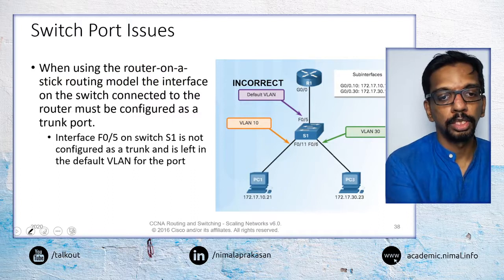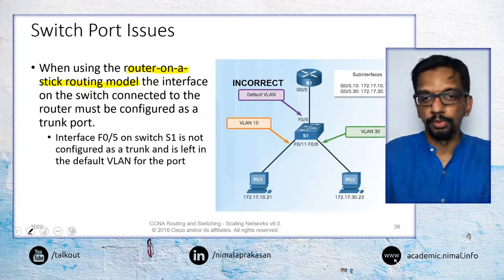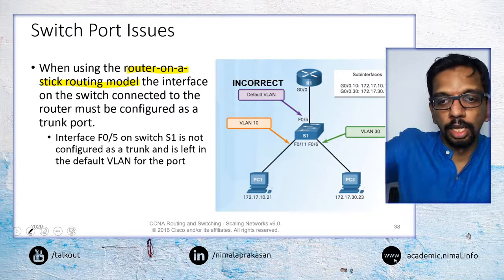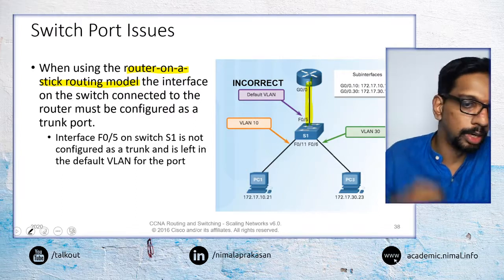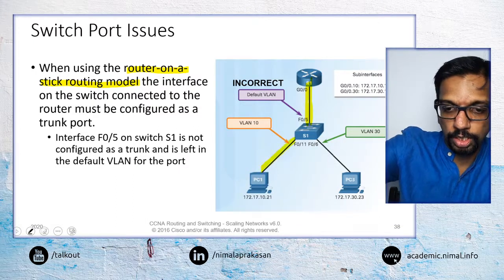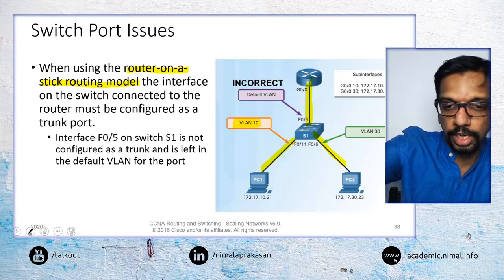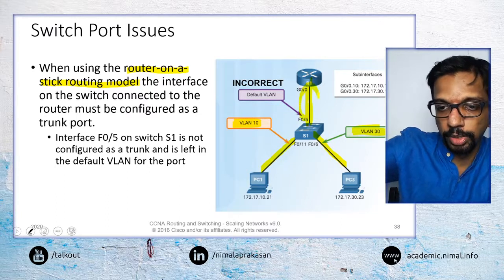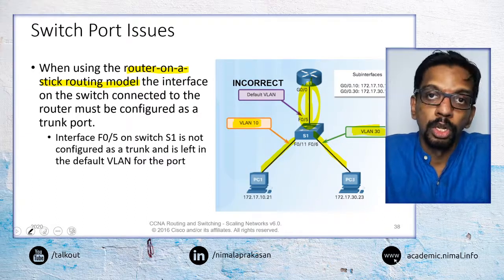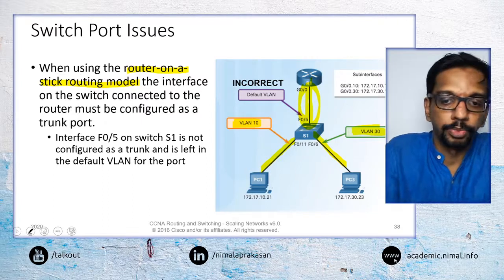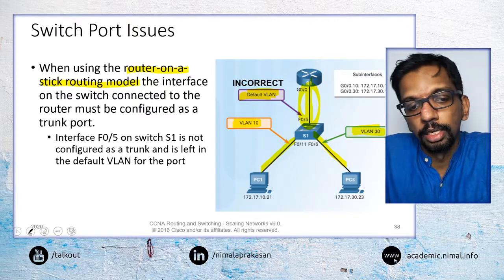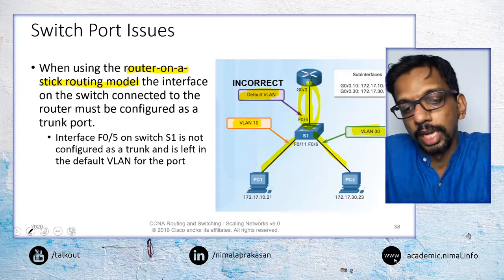Say, for example, if we are using the router on a stick routing model in inter-VLAN routing, again here we will have to configure this particular interface or link as a VLAN trunk, because now it is going to carry traffic not just for one VLAN but two VLANs. VLAN 10 and VLAN 30 are going to be carried through this link. So it will have to be configured as a trunk port, not using the default VLAN. Using the default VLAN there would be a problem, so it will have to be configured as a trunk.